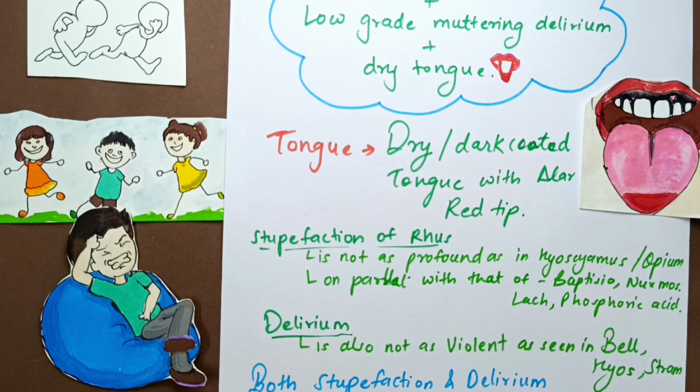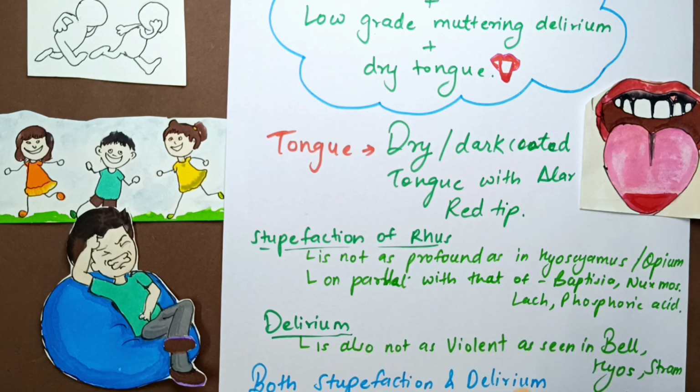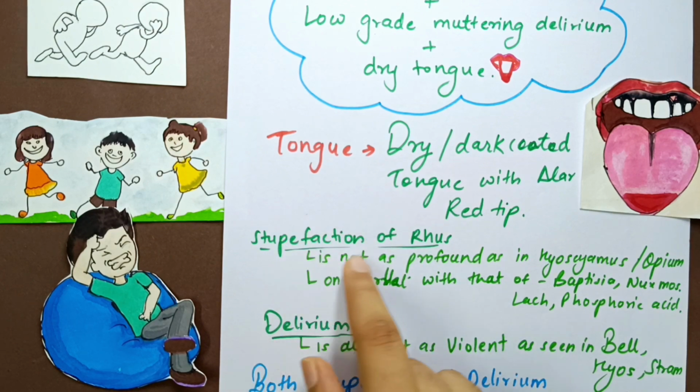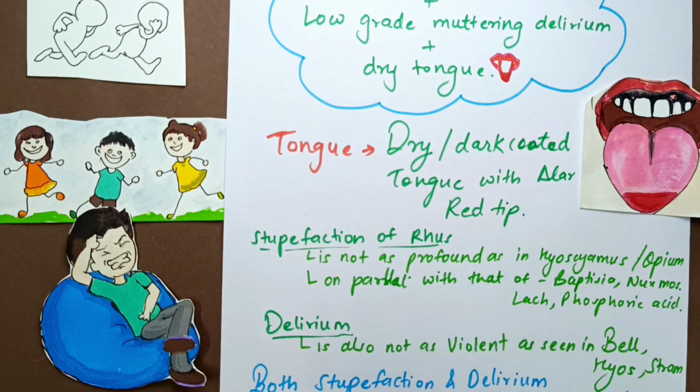Hyoscyamus, belonging to the Solanaceae family, has a lot of fear. And Opium has that state of painlessness. We've talked a little about it when we were talking about Aconite. So these two remedies have a lot more profound stupefaction than Rhus Tox. On a parallel with Rhus Tox, the stupefaction of Baptisia, Nux Moschata, Lachesis, and Phosphoric Acid is seen. These remedies have a stupefaction like that of Rhus Tox. But Hyoscyamus and Opium are at a different level, not like Rhus Tox.